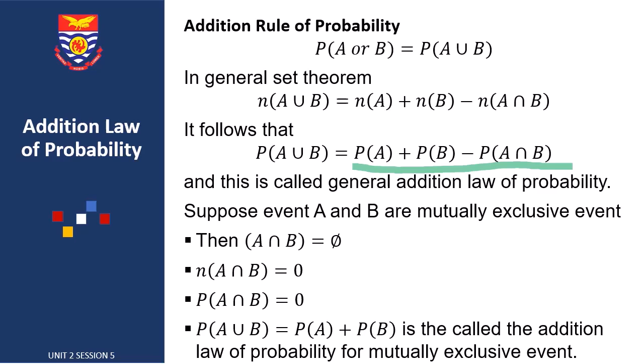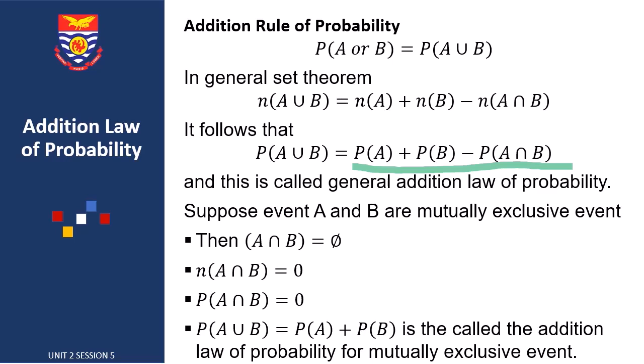But we're talking about two events here, event A and B. Suppose those two events are mutually exclusive events. You know what I mean by mutually exclusive events? That those two events cannot occur together, just like the toss of a coin. When you toss a coin, you cannot have a tail at the same time as a head. One event will preclude the other.